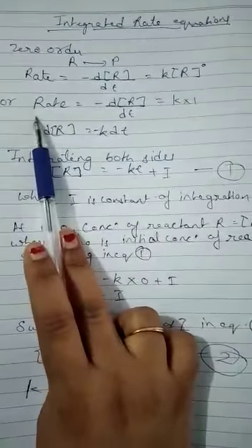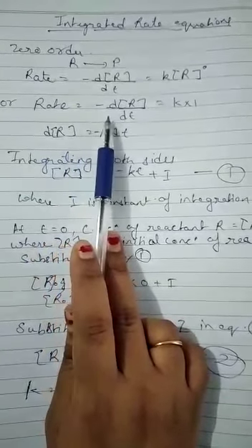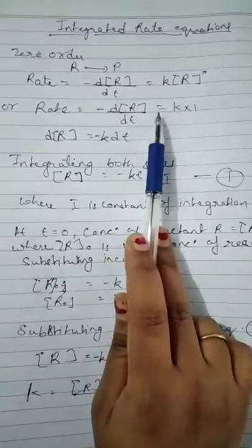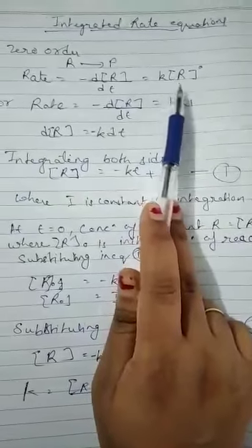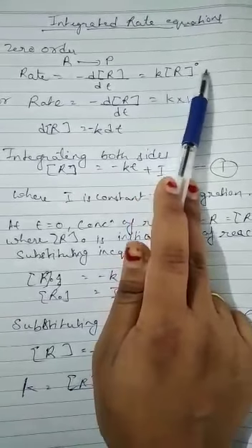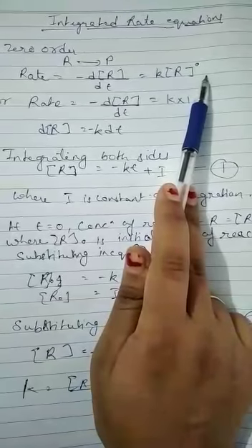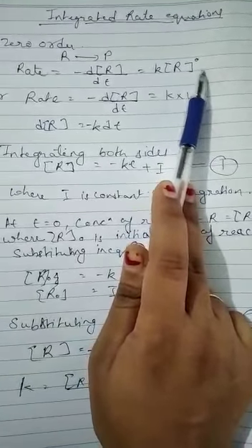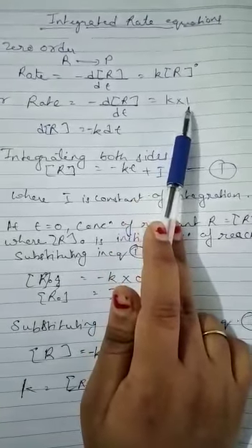Okay, now rate is equal to minus dR upon dt, and which is equal to k into 1. Here 1 is written because R is being raised to the power 0, and you know that in mathematical calculations, any quantity which is raised to the power 0 is equal to 1. So this whole value will become 1, so here we are writing it as 1.